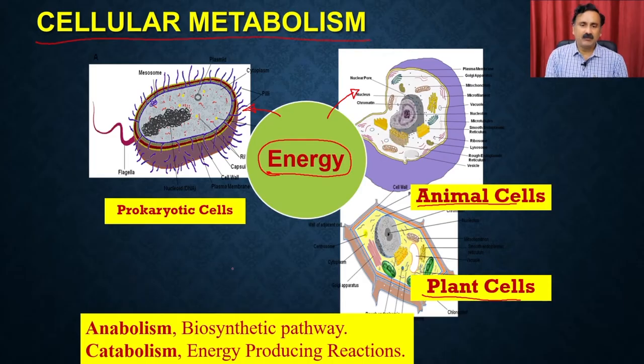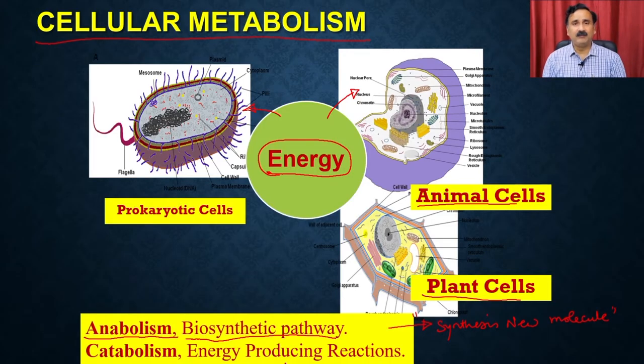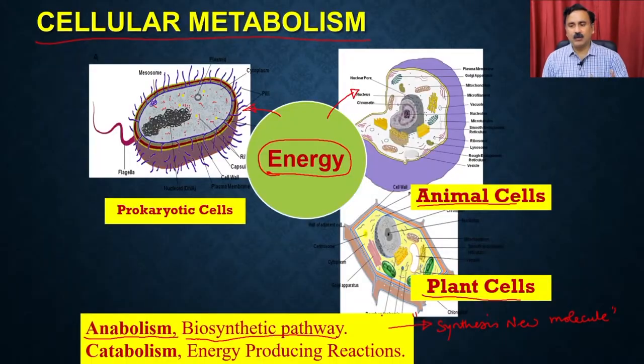Cellular metabolism could be of two types: anabolism or catabolism. What do we mean by anabolism? Anabolism is a biosynthetic pathway, which means it synthesizes new molecules. If you recall, when we talked about nucleic acids, we discussed how nucleotides are synthesized and what their composition is. Similarly, if you want to synthesize sugars, that also has to happen under anabolic reactions.